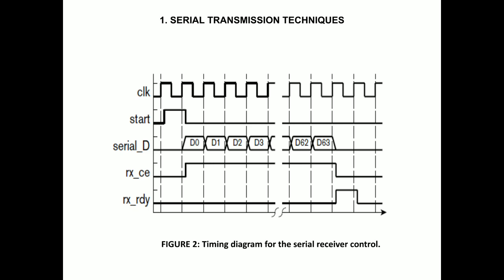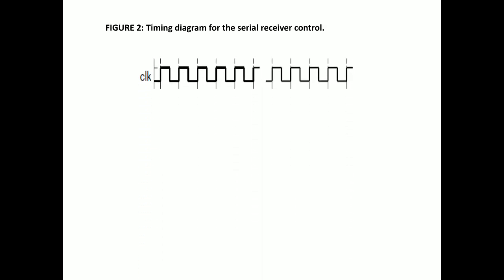There is a clock signal, a start signal, and serial data, which is going to be the 64-bit data getting transferred, and one control enable signal and a ready signal. We'll try to construct this waveform. First we need 64 clock cycles, in fact more than 64 clock cycles.